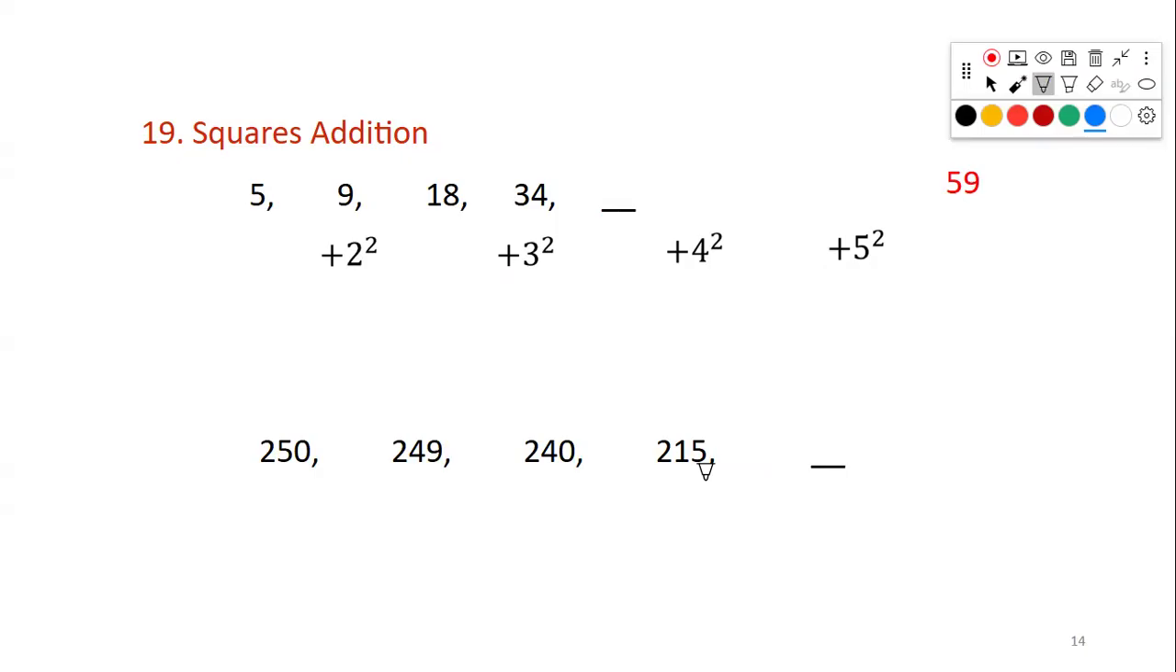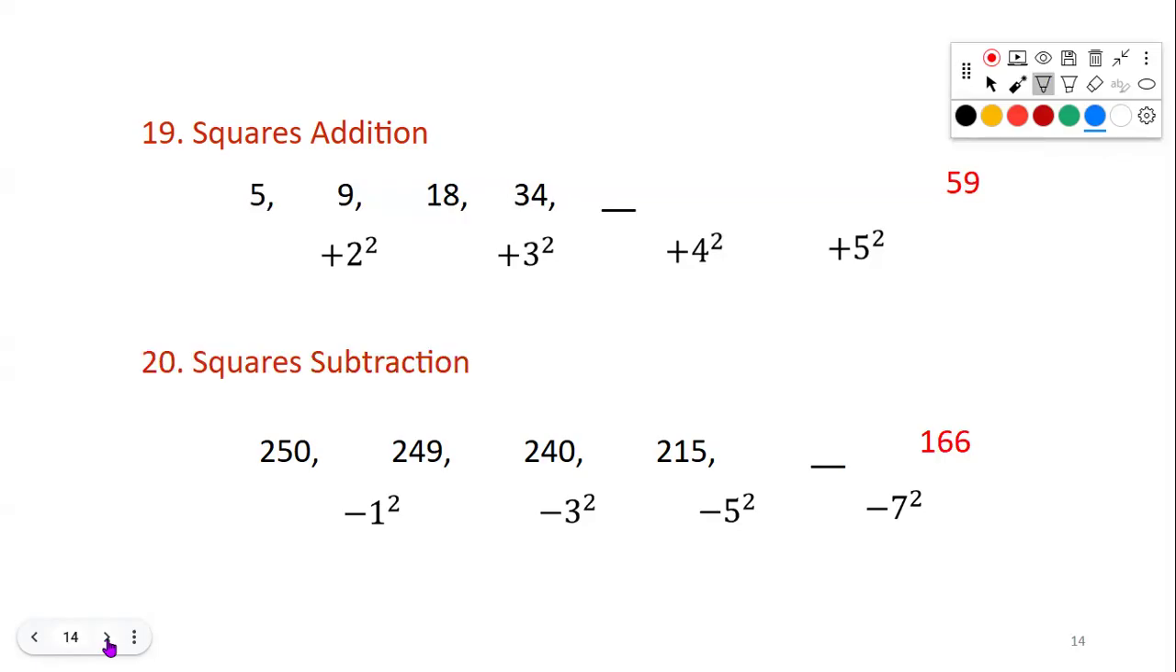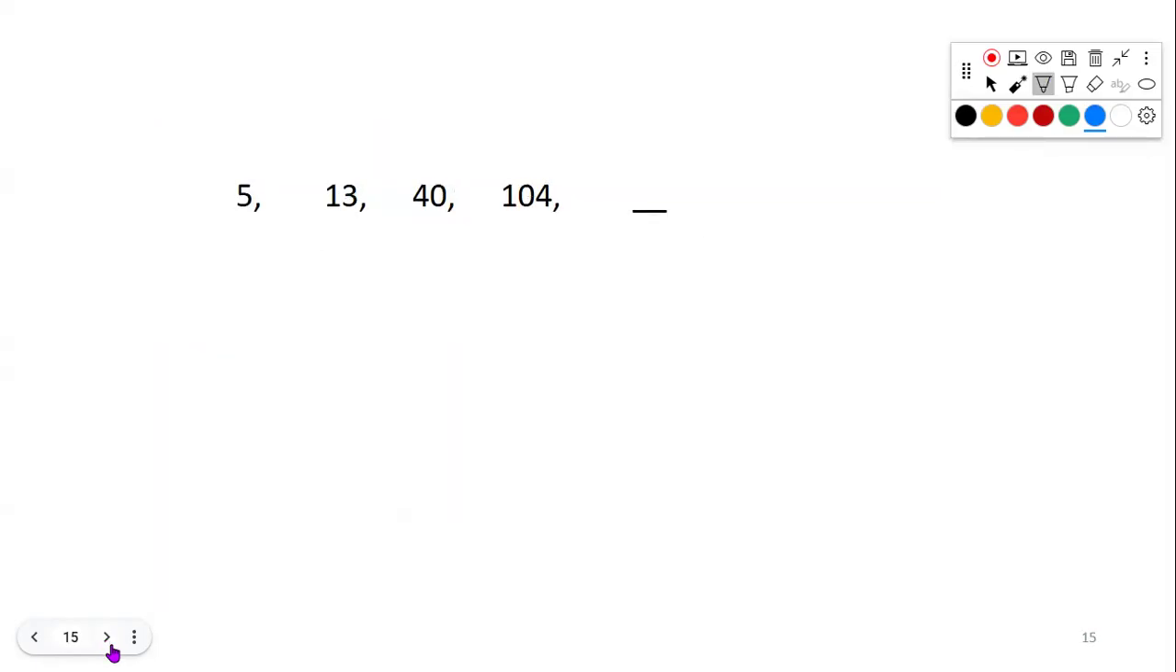Ritika Reddy, Himanshu Chaudhary. So it is minus 1 square, minus 3 square. Odd numbers, 1, 3, 5. Next should be 7. So your answer is 166. Try this one.